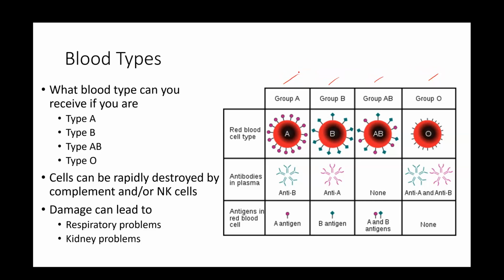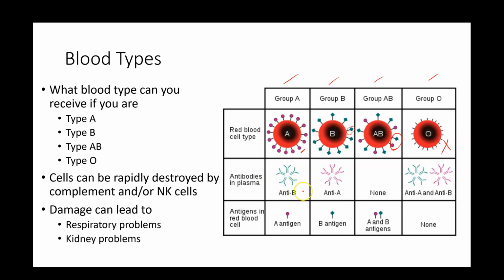A and B stand for specific polysaccharides that are on the surface of our red blood cells. If you're type A, you're going to have that A polysaccharide. If you're B, you're going to have the B polysaccharide. If you're AB, you're going to have both. And if you're O, you're going to have neither. If you're type A blood, you're not going to have antibodies that recognize A. That would be recognizing self, and that's bad.